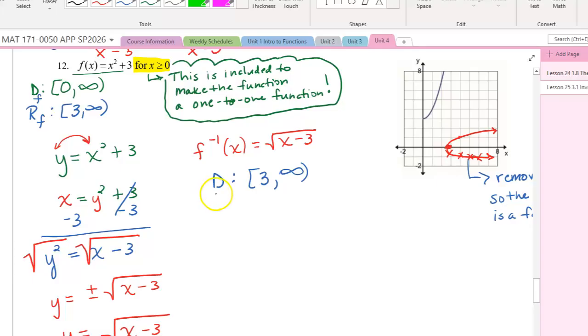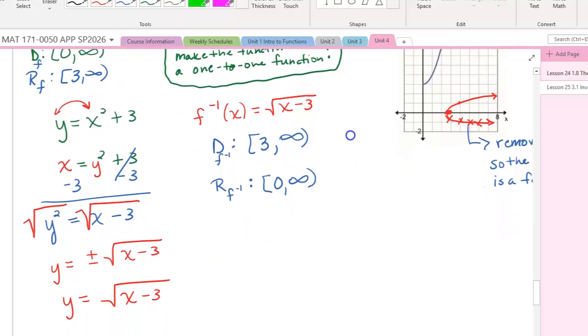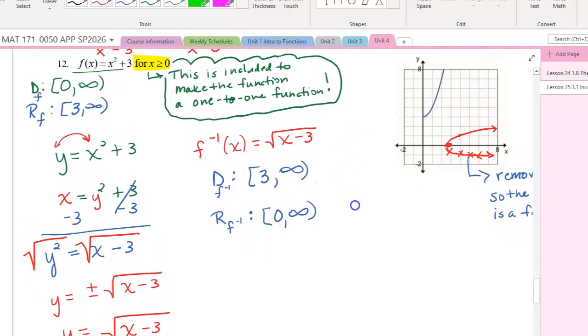Now, if we look at the domain of the inverse, it is the range of the original function. And the range of the inverse, well, if we look here and look up and down at just the red part, remember we took this part off, it starts at 0 and will keep getting bigger. So it's from 0 to infinity, which corresponds with what we talked about. The domain of the function becomes the range of the inverse. And we can go back to the other examples that we've worked.